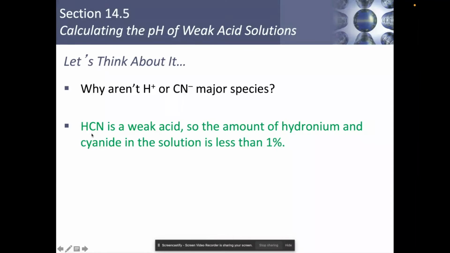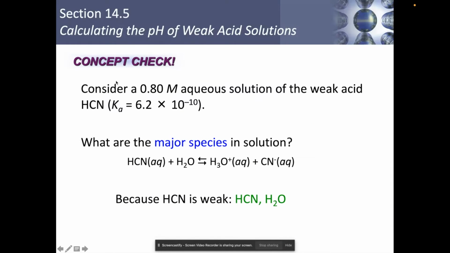And actually, I'm going to go back to the previous slide again. You can even see here the Ka value is a small number. And since it's a small number, that means that we are going to have a solution that is mostly reactant favored.